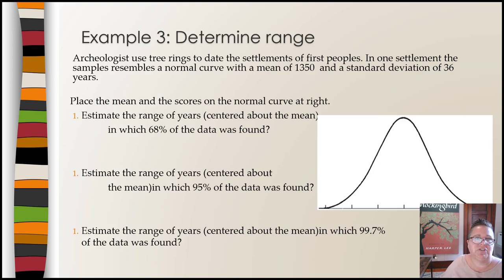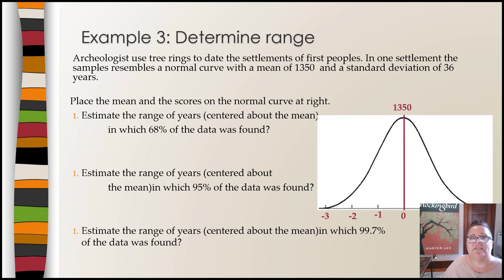So an archaeologist uses tree rings to date the settlements of first peoples. In one settlement, the samples resemble a normal curve with a mean of 1350, that's the year, 1,350, and a standard deviation of 36 years. First thing we want to do is place the mean and the scores on the normal curve here at the right. So we're going to put the -3 to 3. This is the standard deviations away from the mean. Notice that 0 is the mean.